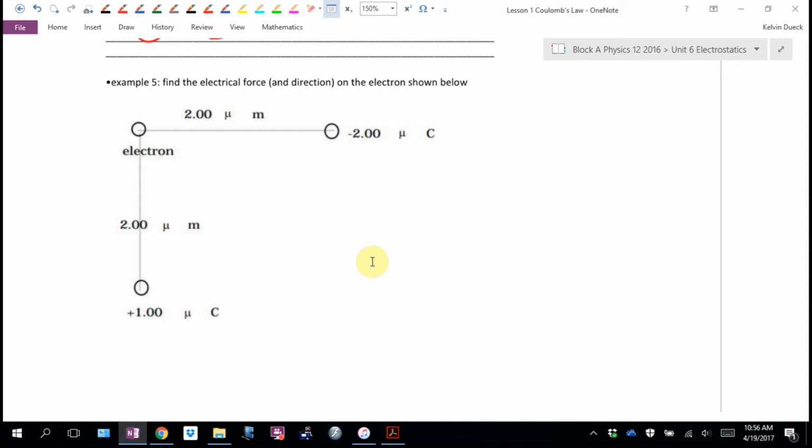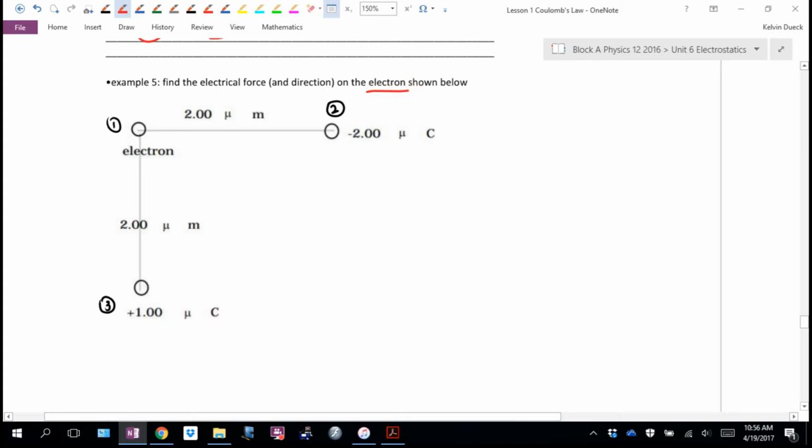Okay? It wants me to find the electrical force and direction on the electron as shown below. The electron is right there. I'm going to call the electron charge 1. I'll call this charge 2. I'll call this charge 3. Robbie V, what does this want me to find the force on? Because there's 3 charges, you need to tell me which charge I'm focusing on. Read carefully. Oh, yeah, the electron.